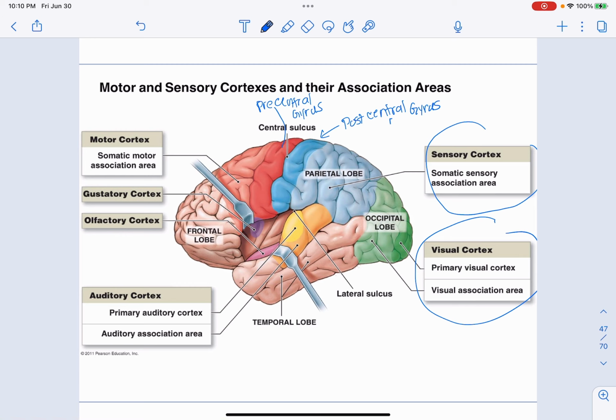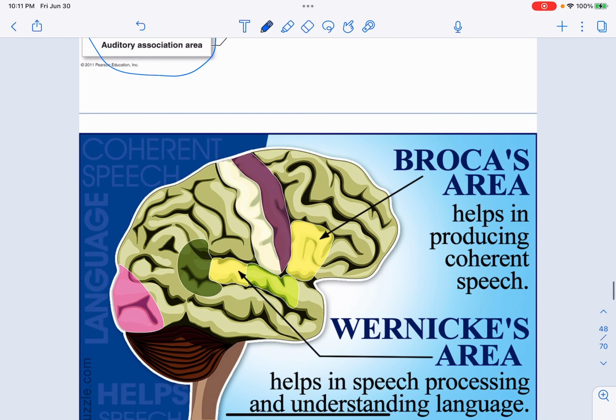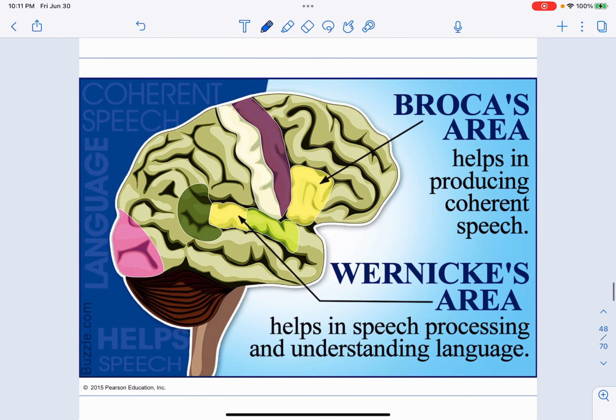So, two association areas I'm going to highlight and talk a little bit more about because they're pretty interesting. And both of them are involved with hearing. All right, so I'm going to focus on this and I'm going to spend some time explaining what these association areas are. And I'm going to talk about two areas. They have very specific names to them.